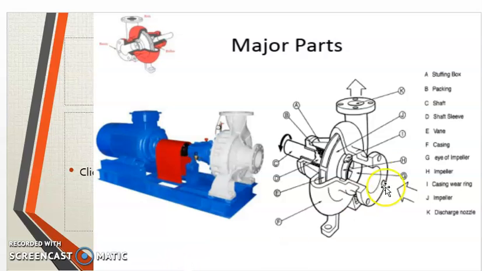Here the major parts include the stuffing box. You can see A is here, this is the stuffing box. B is here, B is the packing. It's actually used to keep the liquid inside the pump. Then the shaft sleeve, the vane, casing, eye of impeller, casing wear ring, impeller, and discharge nozzle.